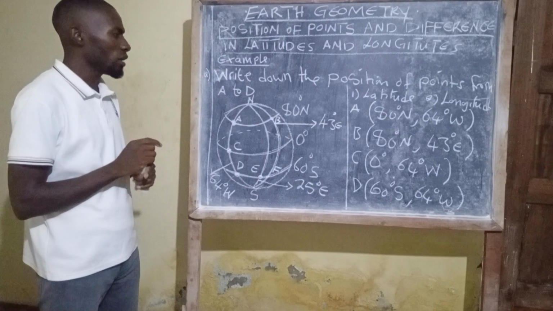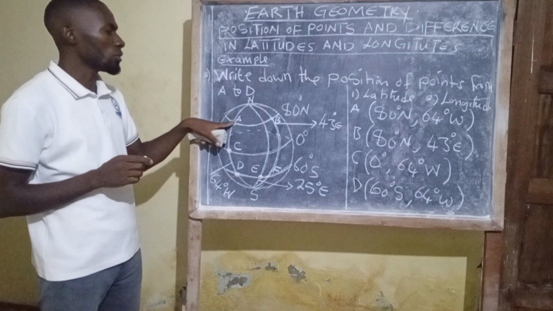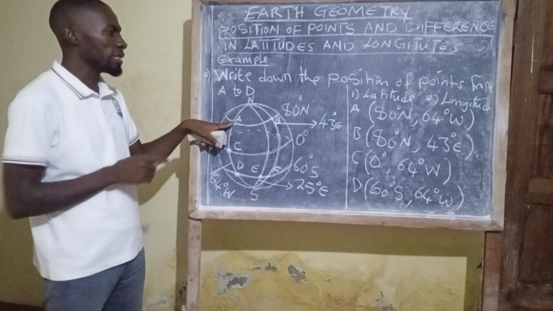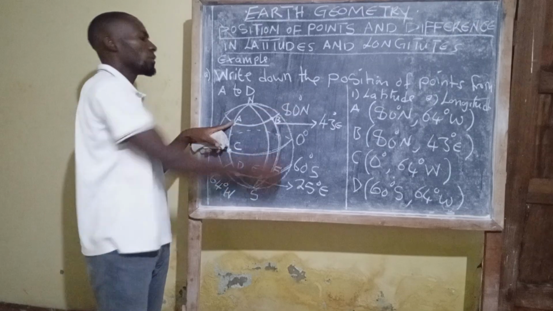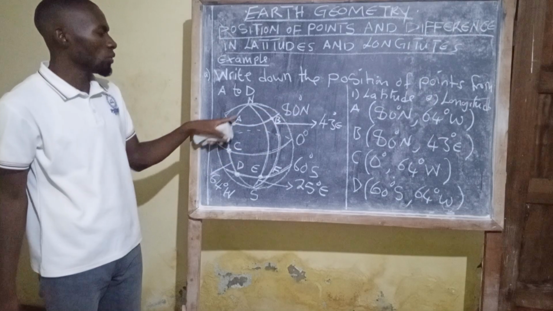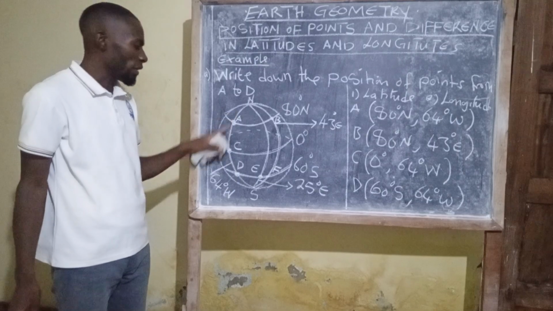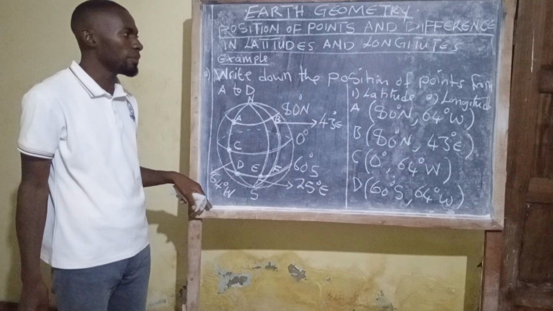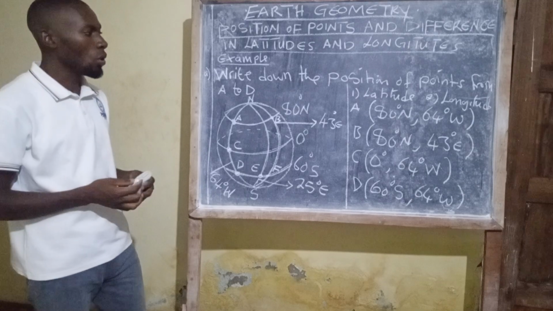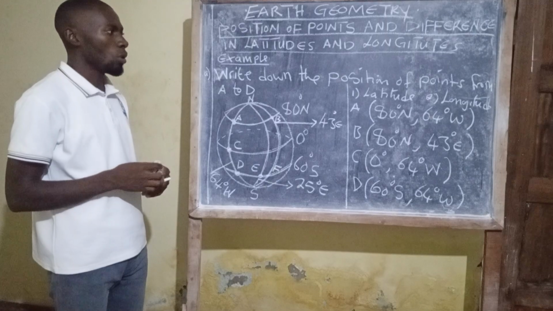So this is how you name the position of points. First, you identify the point. You look at the latitude. Which latitude is it lying in? Your latitude is 80 degrees north. Afterwards, you look at the longitude in which your point is. You find that this is the longitude and it is 64 degrees west. This is all about naming the position of points.